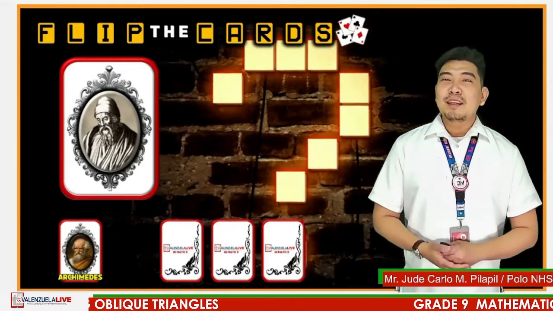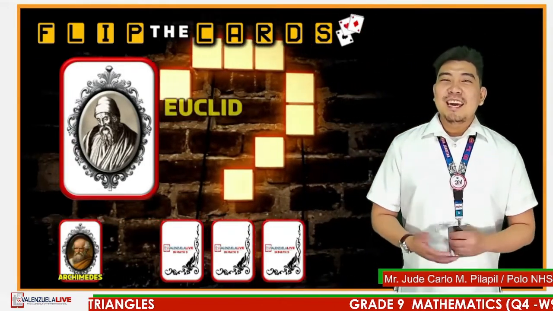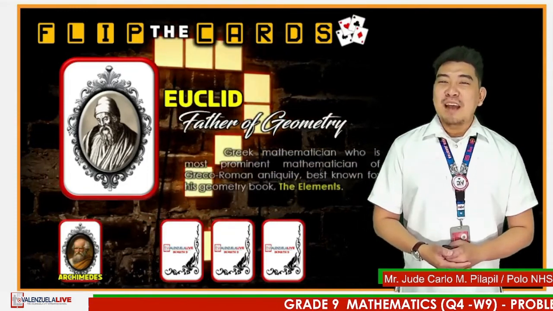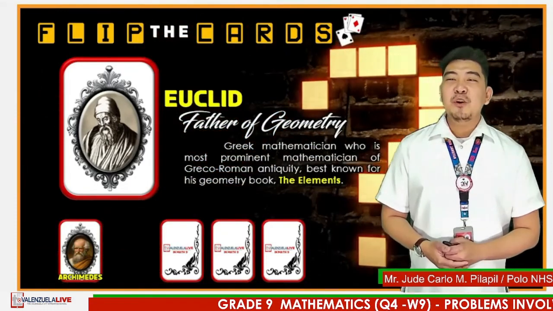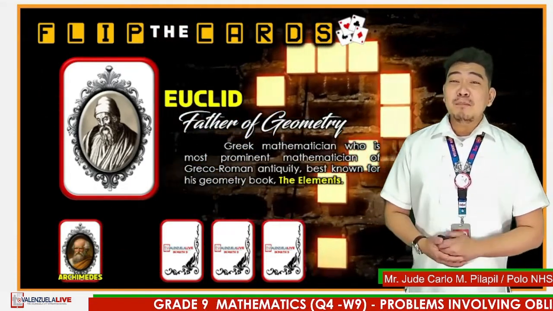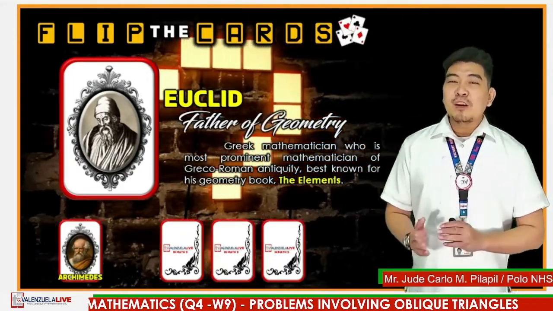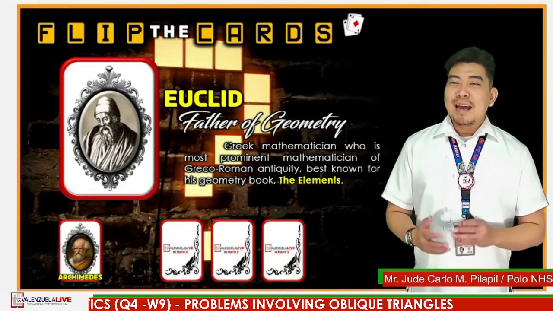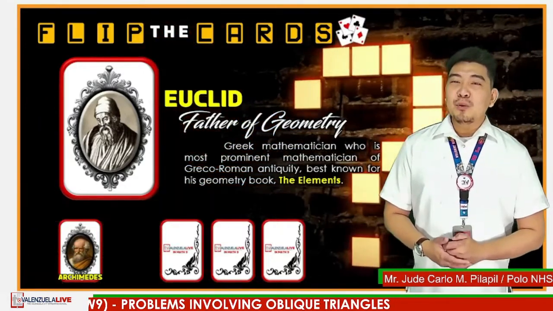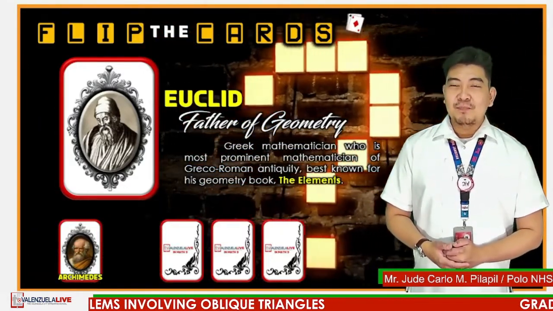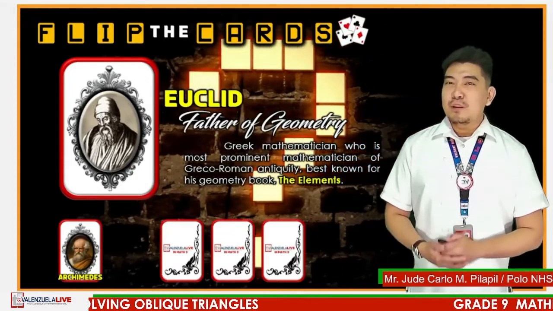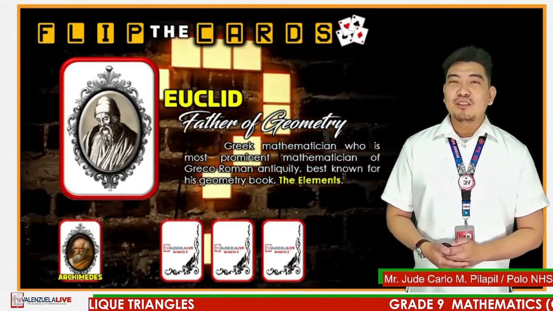I know that you already encountered him. He is Euclid of Alexandria, the father of geometry. He is a Greek mathematician who is most prominent mathematician of Greco-Roman antiquity, best known for his geometry book known as The Elements. It includes number theory, planar, and solid geometry.